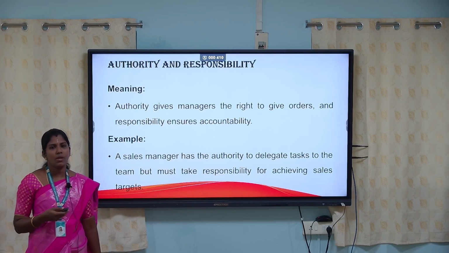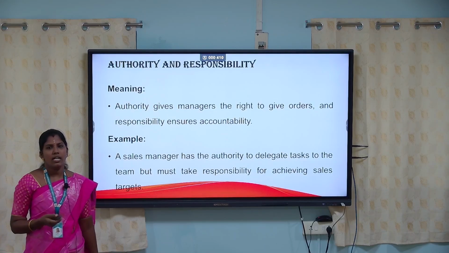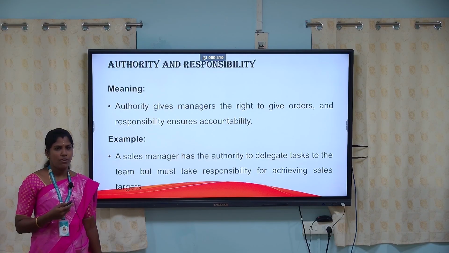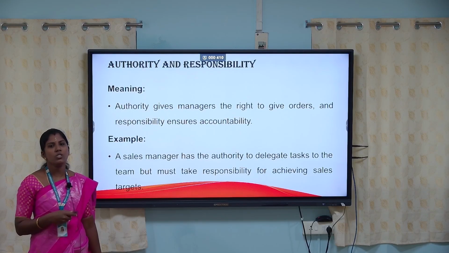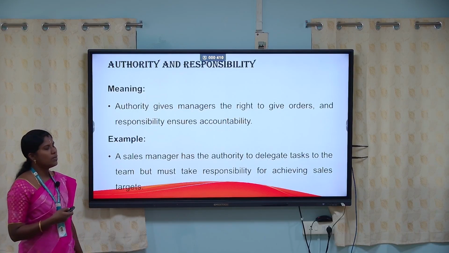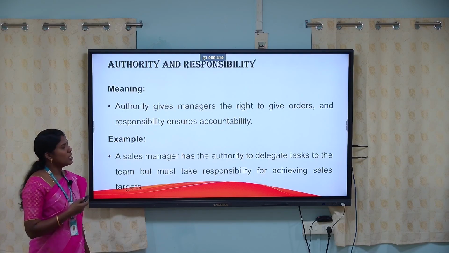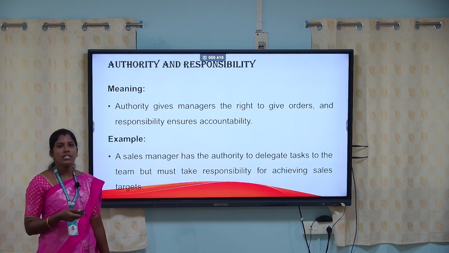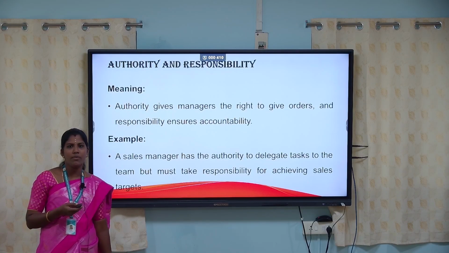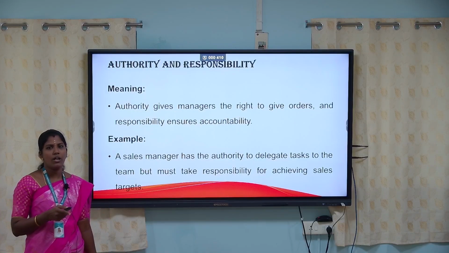The authority, they will give the order to the employees, and the responsibility is the subordinate will work in an efficient way, they are accountable to the superior. First, the meaning of the authority. Authority gives the manager the right to give orders. They are giving orders to the subordinates, and responsibility ensures accountability. They are not only giving the orders, they are checking whether the work is properly done or not.